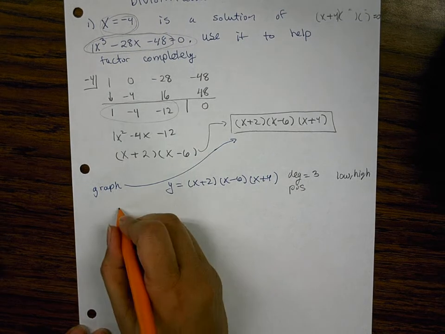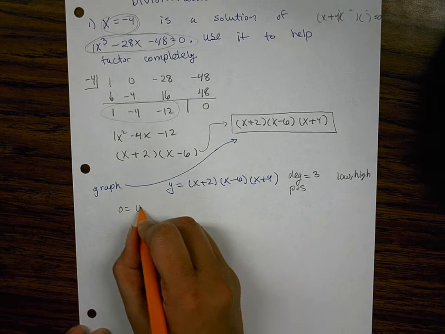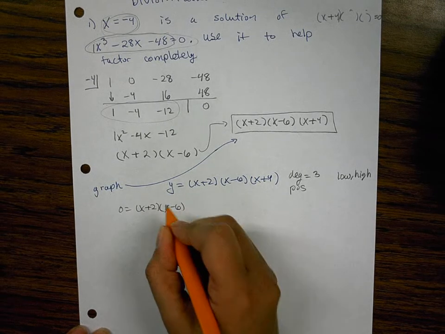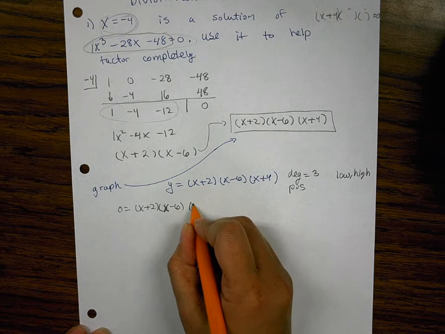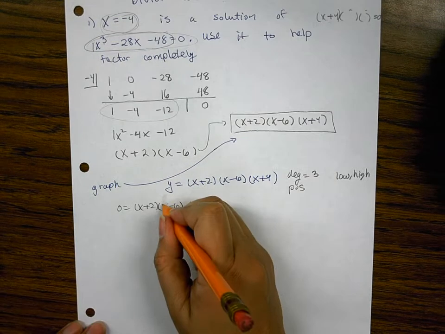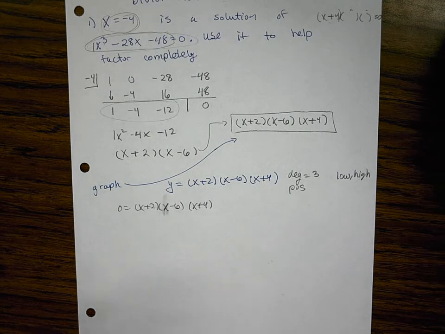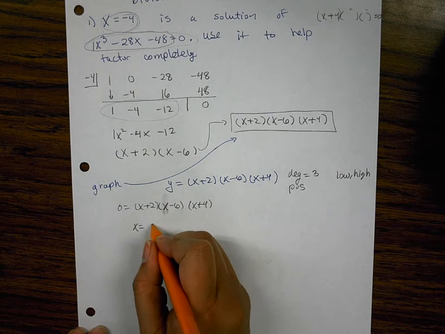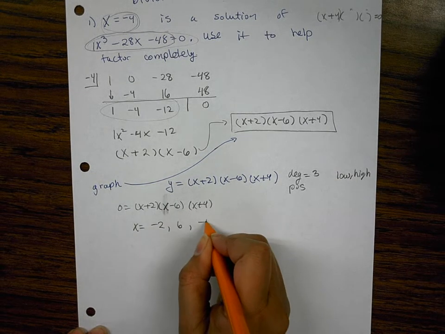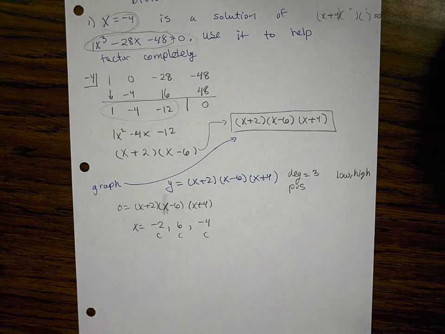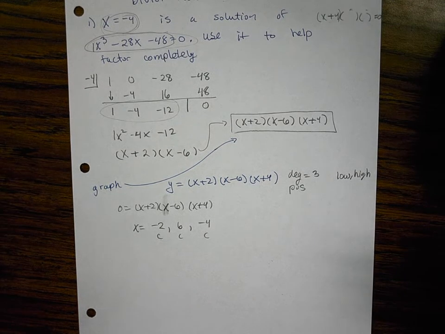We said equal to 0 to find our x-intercepts. X plus 2, x minus 6, and x plus 4. And we state the multiplicity. It looks like they all have a multiplicity of 1 because there's no squared. None of them happens more than once. So our x-intercepts are -2, 6, -4. And they are all crosses. They're going to cross because there's no multiplicity of 2 or 4 or anything even.